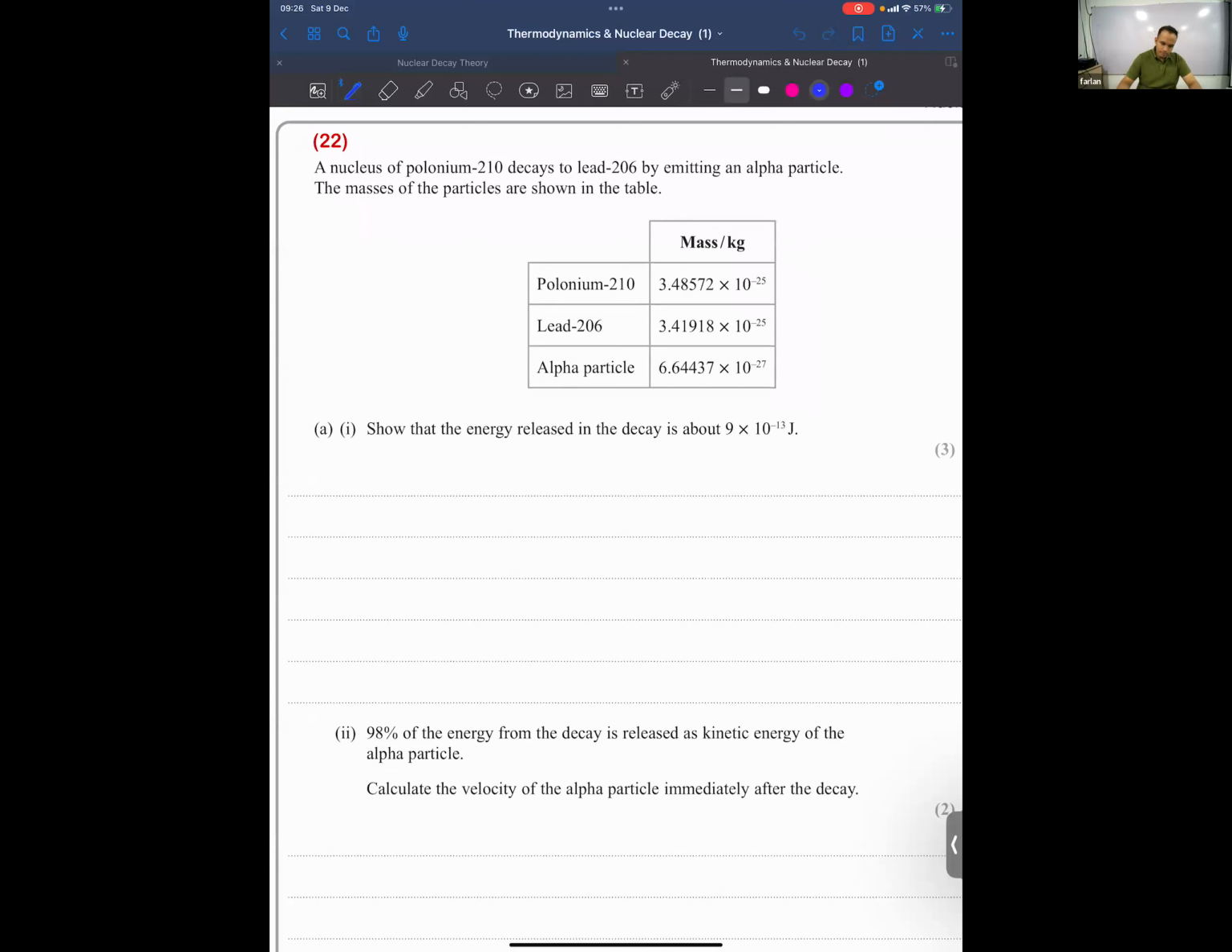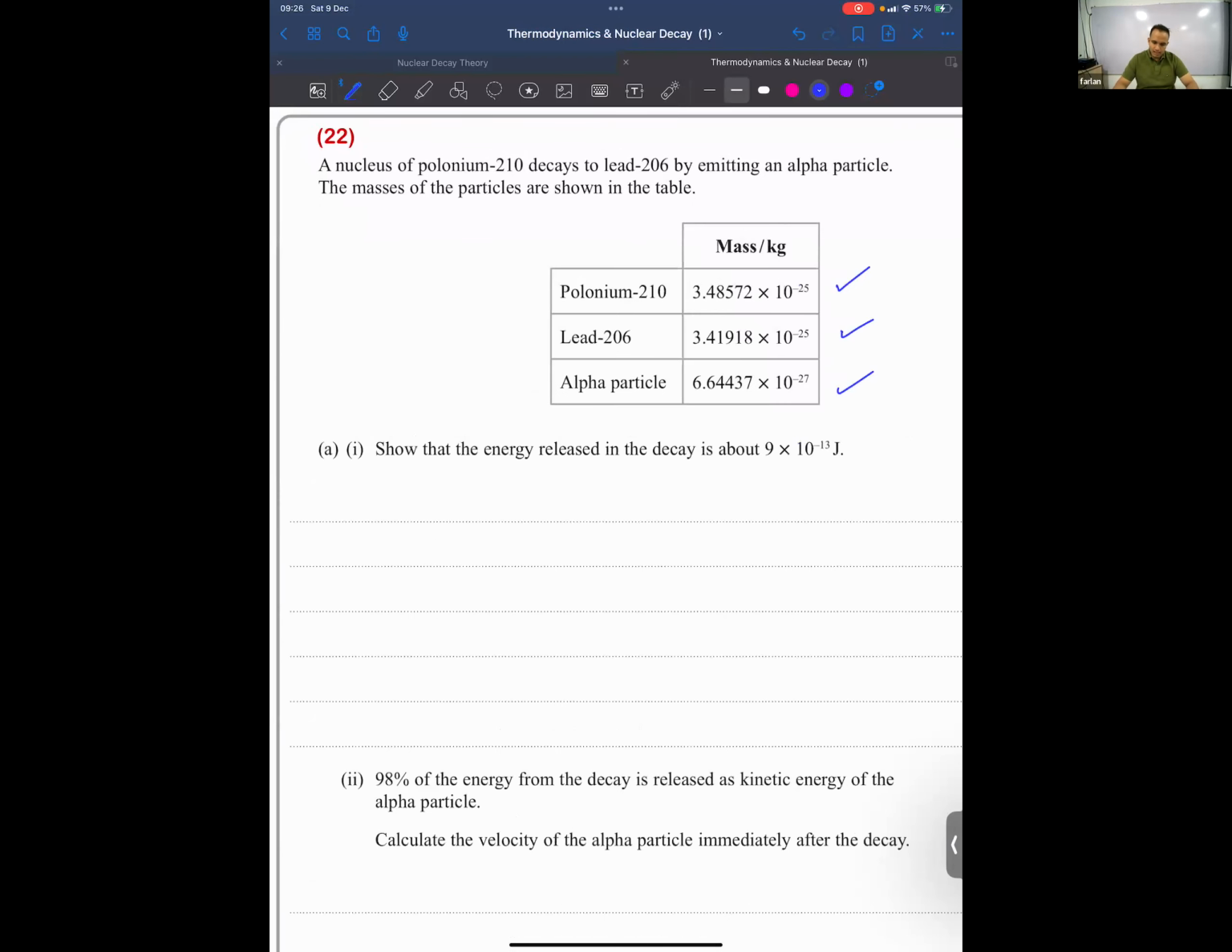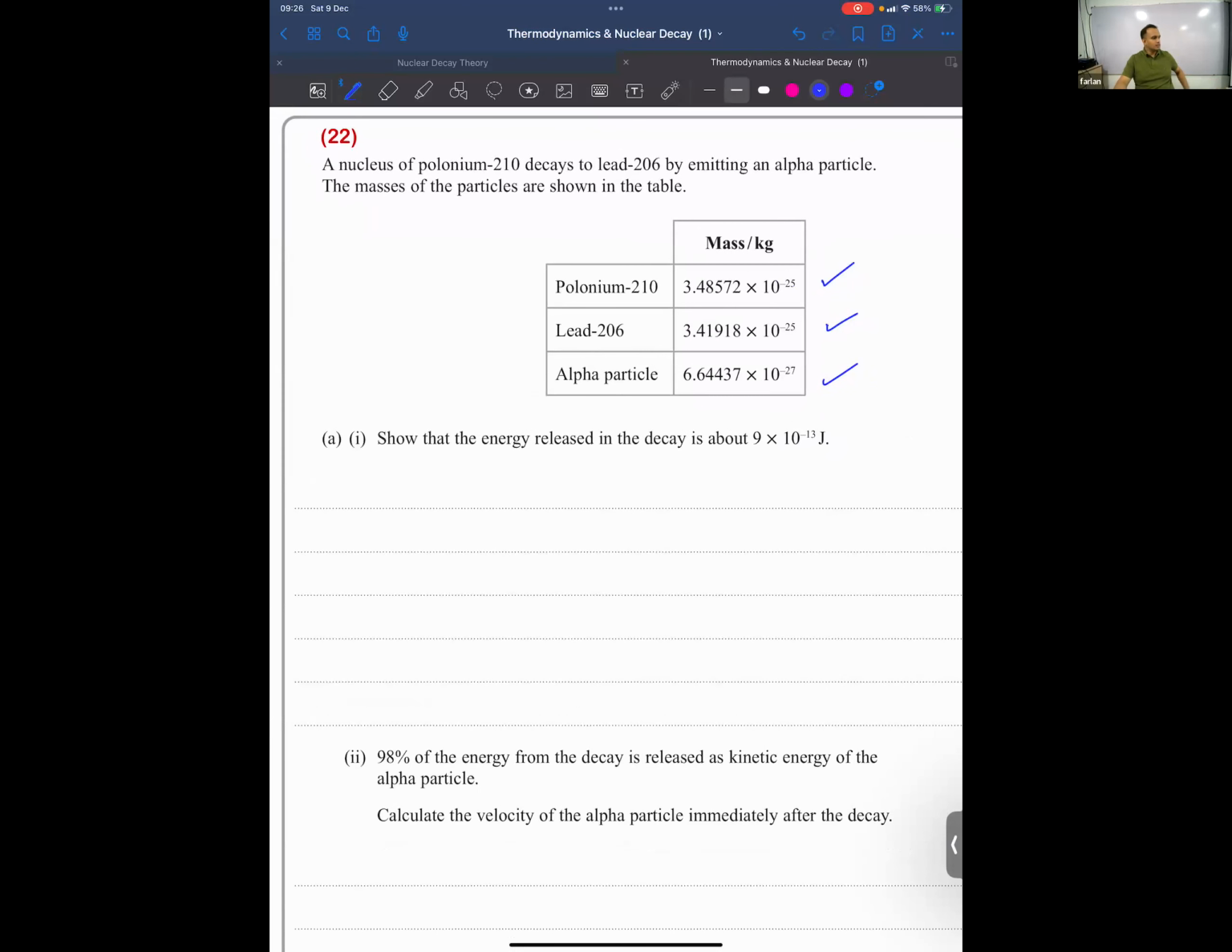Polonium turns to lead and releases an alpha particle. So the energy released in this decay is about 9 into 10 to the power minus 13 joules. So guys, first I want to see the mass defect.